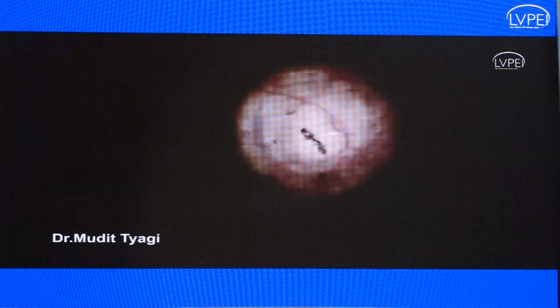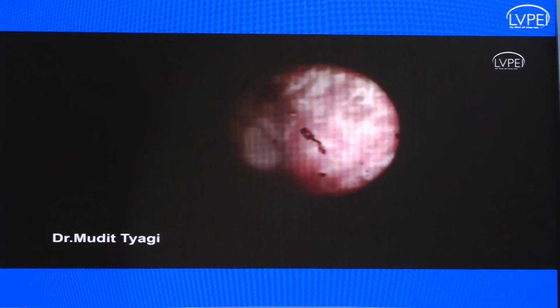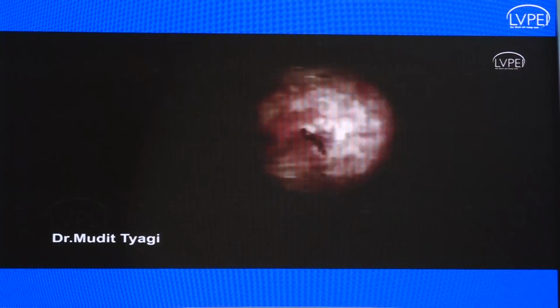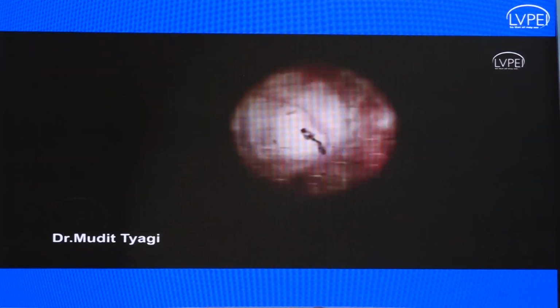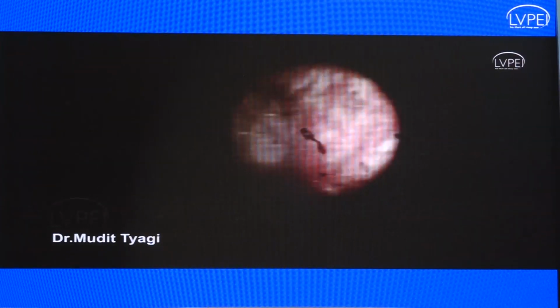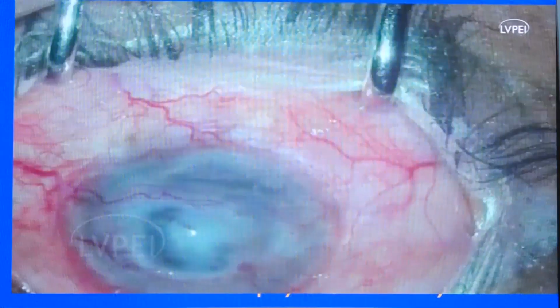So you can then explain to your patient the poor outcome which will be expected in these eyes, instead of going ahead with an intervention, probably a transplant or any other future interventions in these eyes.